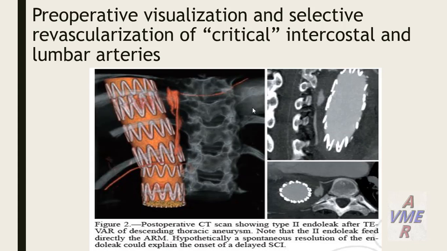This picture is not related to our topic, but it is to detect type 2 endoleak, which is supplied by the lumbar artery. And the lumbar artery has a role in spinal cord blood supply. So this picture can detect the lumbar artery and intercostal artery, and you can also detect the major arteries which provide blood supply to make your plan. Your plan is to reanastomose and revascularize the critical intercostal and lumbar arteries.